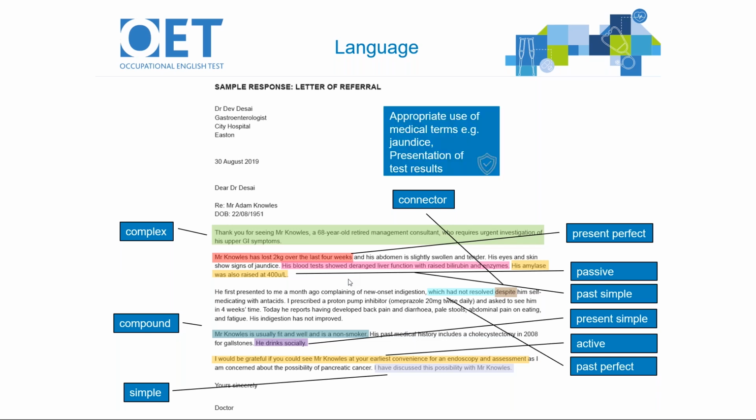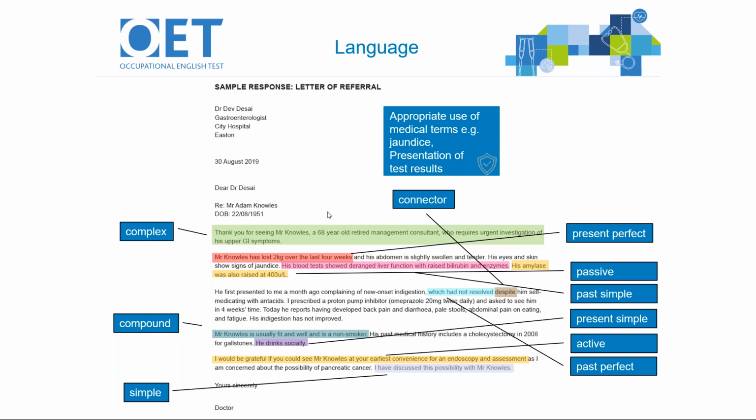Some other positives to pick out about this letter is that the letter has used appropriate medical terms to replace the note forms from the case note. So jaundice has been used to replace yellow discoloration of skin and eyes. And the test results have also been presented technically. So, for example, deranged liver function, raised bilirubin, etc. And given that we're writing to a gastroenterologist, the abbreviation of GI at the start of the letter is, in this case, appropriate.